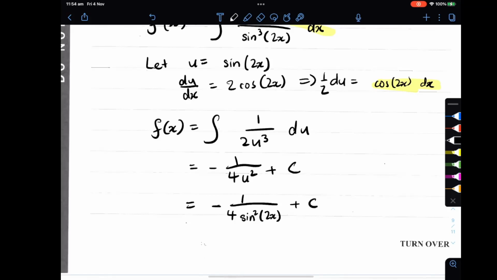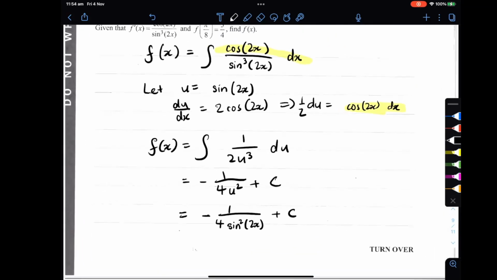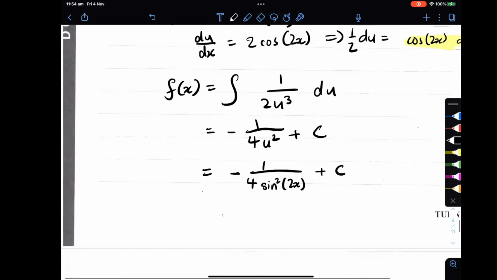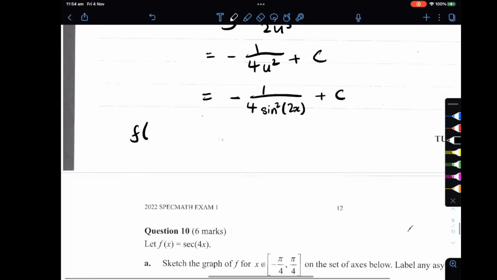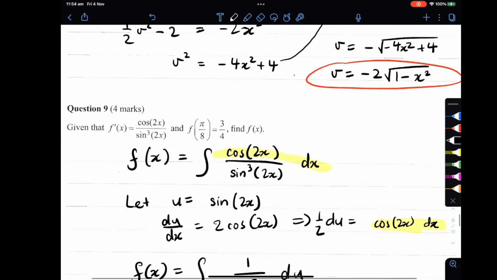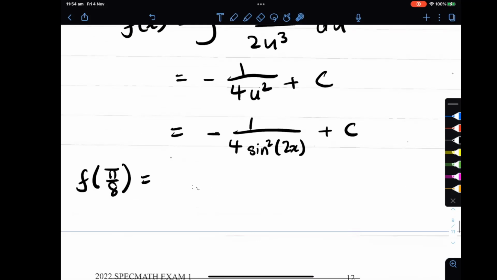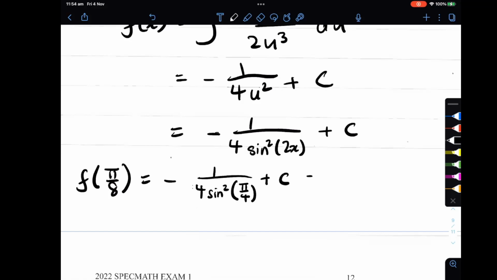plus c. Okay, and what's the initial condition? Well, we know that f of pi on 8 is equal to 3 on 4. So if we sub in pi on 8 here, we're going to get negative a quarter sine squared of pi on 4 plus c is equal to 3 quarters. Sorry, not 3 pi on 8, it's 3 quarters.